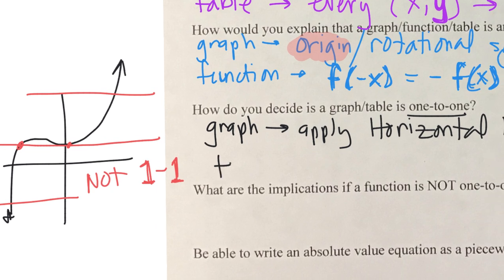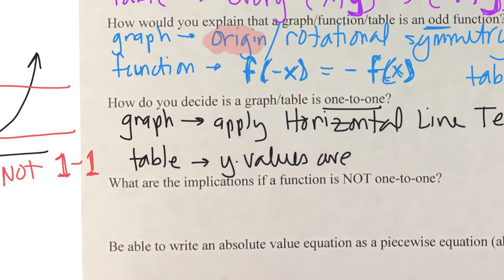From a table, we are looking at all the y values. The y values have to be different in a table. If all the y values are unique, with no repeated y values, then that table represents a 1-to-1 function. If any of the y values are repeating, then you do not have a 1-to-1 function.